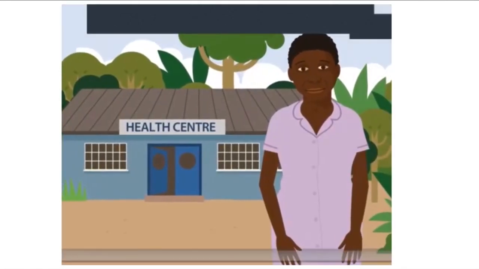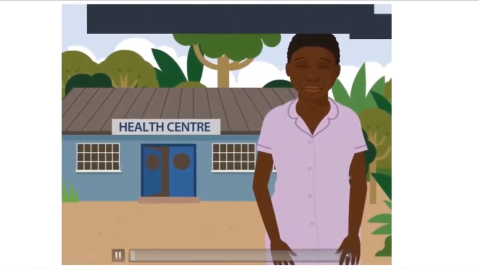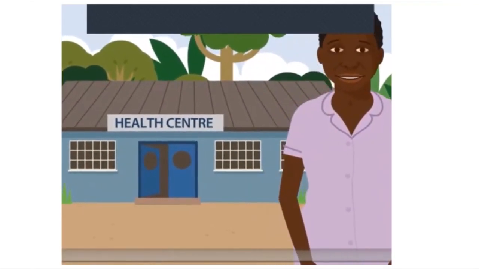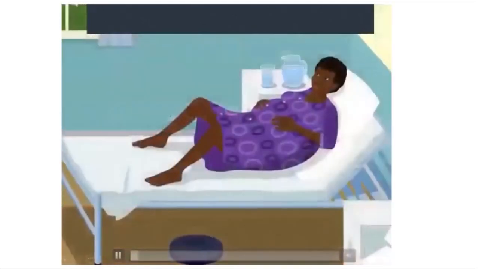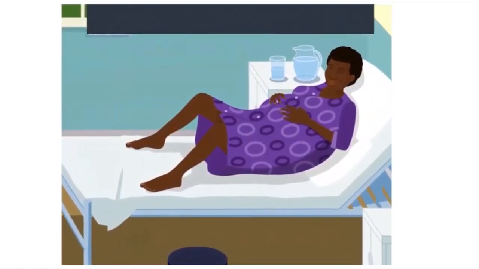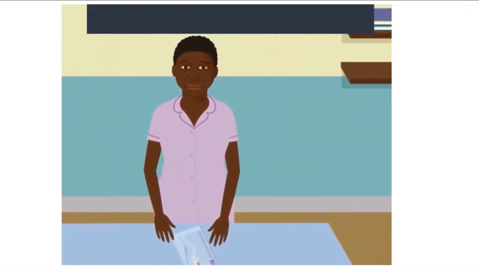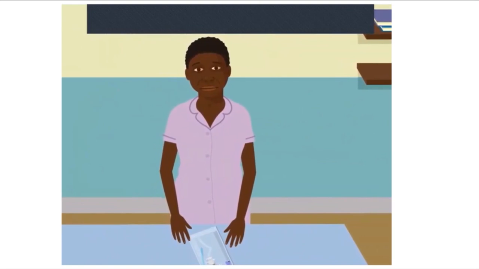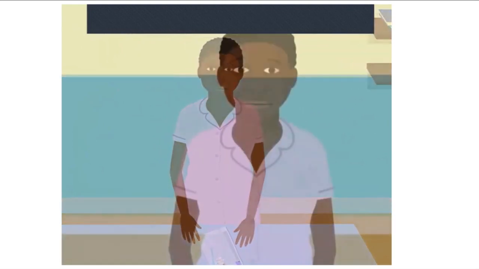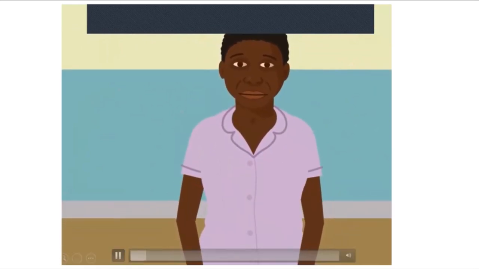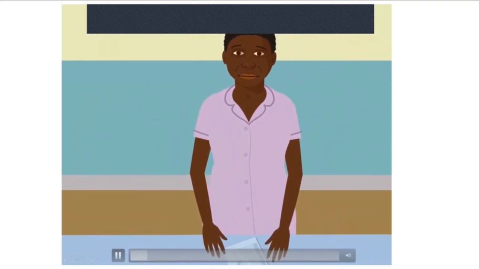Grace is a midwife at a local health center. Every day, she helps deliver babies. Today at the health center, Mary is in labor. Grace knows that some bleeding after a baby is born is normal. However, if a mother's uterus does not contract after the birth of the placenta, the bleeding can become severe.